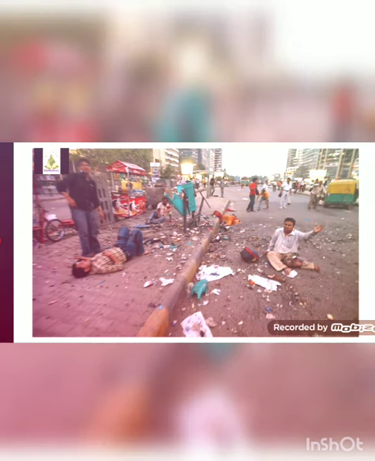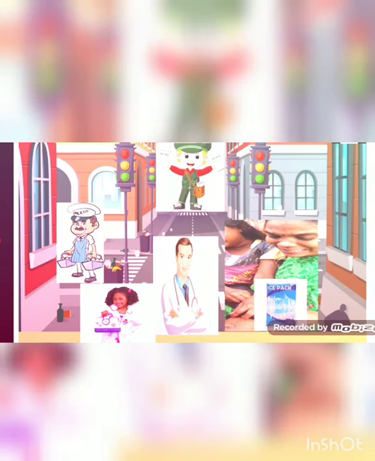Here you see another picture of the garbage and people are falling down. So suddenly what happens? So Madhu says, oh, ouch, my foot, it hurts.